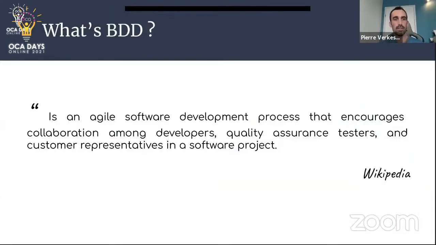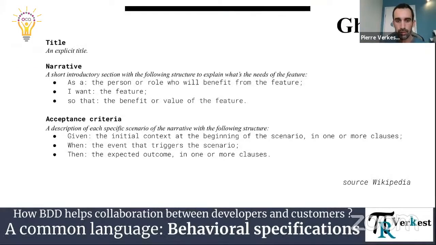So what is BDD? This is a Wikipedia definition, which I quite like. It's an agile software development process that encourages collaboration among developers, quality assurance testers, and customer representatives in a software project. I like the idea that it makes a common language between developers, testers, and the customers, the product owner.